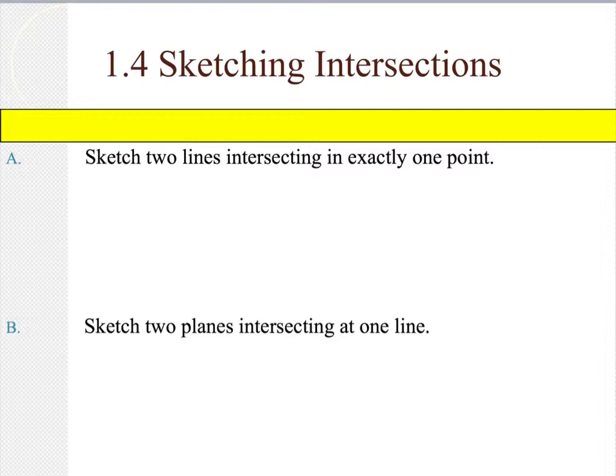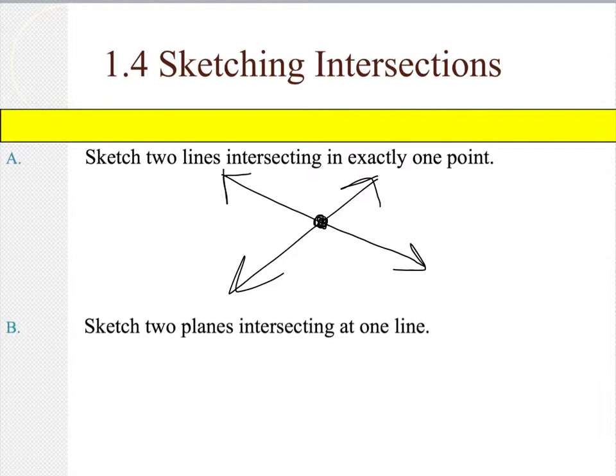First one, I believe, is very easy. There's a line. There's another line. They intersect, which means they cross at one point, the big point right there, and you're done. Two lines, they intersect at one point, that's it.